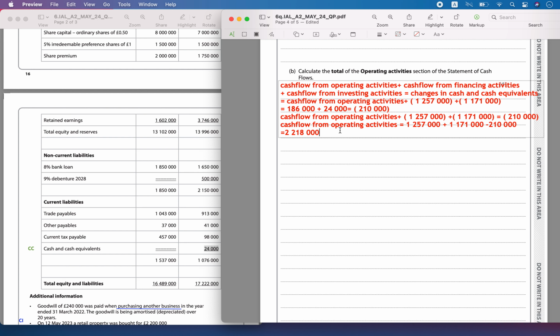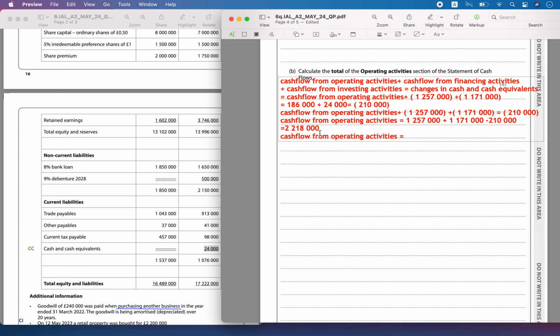This is the increase in cash flow. This is positive, so you call it as cash flow from the operating activities is seen as positive 2,218,000 worth of money. That is the cash flow from the operating activities is this much.